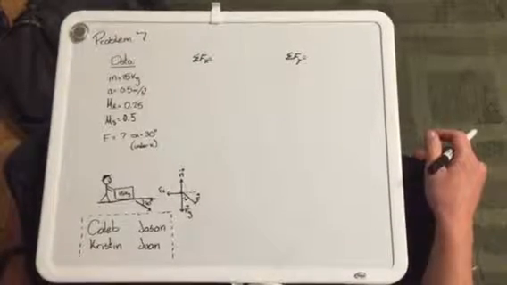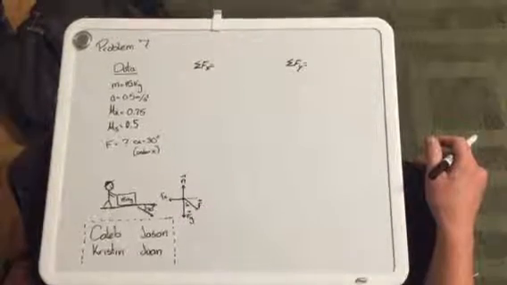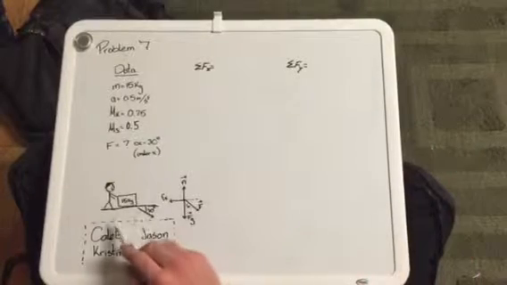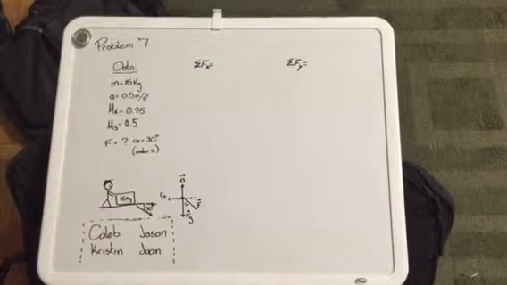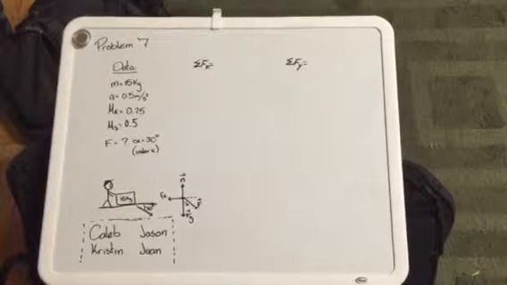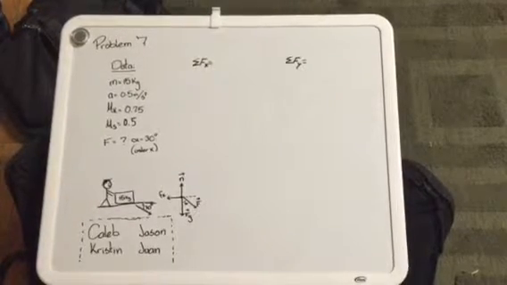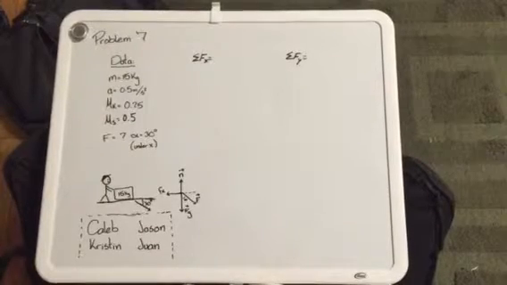In our problem, a child is trying to push a 15-kilogram chest across a horizontal floor. He's applying a force to it 30 degrees below the x-axis. The goal of our problem is to find out the magnitude of the force that the child is putting on the chest.